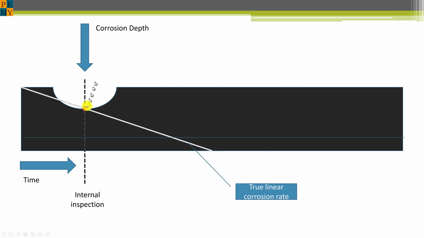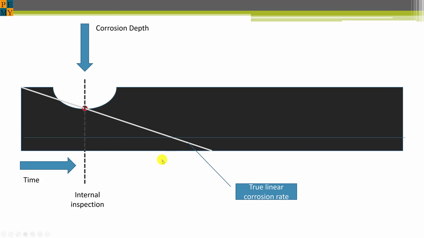What we have here is a representation. The black rectangle is a section of the tank bottom, and time is going from left to right. Corrosion is going from the top surface downward. This red point represents the deepest corrosion in the tank bottom at the time the tank is internally inspected. If you were to draw a line like this gray line through that red point, the slope would represent the corrosion rate. That is, it would represent the standard linear corrosion rate.